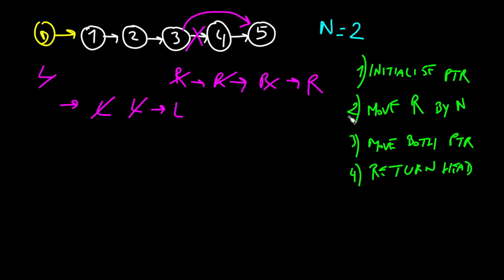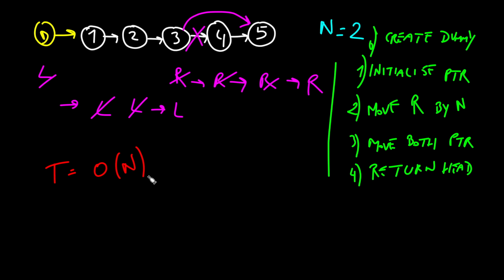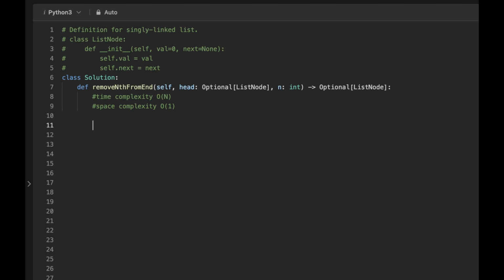So here is a summary of the steps we have actually taken. We also have a step 0 here, which is create dummy node. Okay, so the time complexity for this solution is big O of n. We just need to pass through this list once. And space complexity is big O of 1. We are not using any extra space. Okay, let's try some code now.